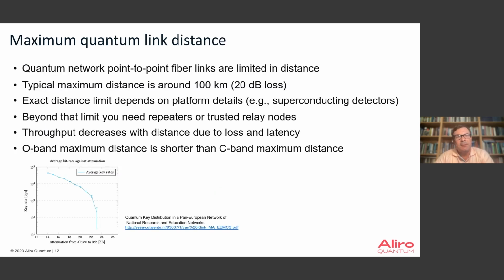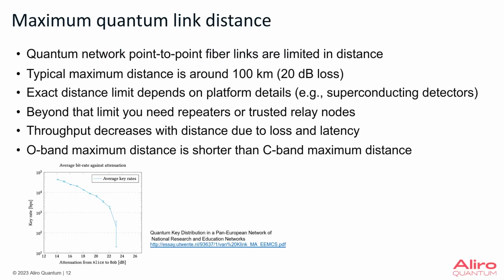At the beginning of this seminar, I mentioned that one of the main challenges in quantum networks is the limited distance for point-to-point links. As a general rule of thumb, we can say that the maximum allowed loss on a point-to-point quantum link is about 20 decibels, which translates roughly into a distance of 100 kilometers if we assume the loss for the C-band in standard telco optical fiber. The exact distance limit depends on many technical details, for example, what sources or detectors you use.